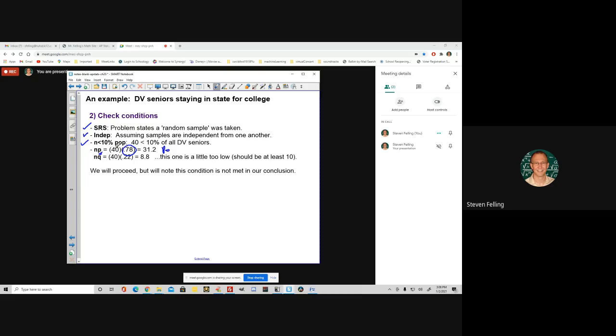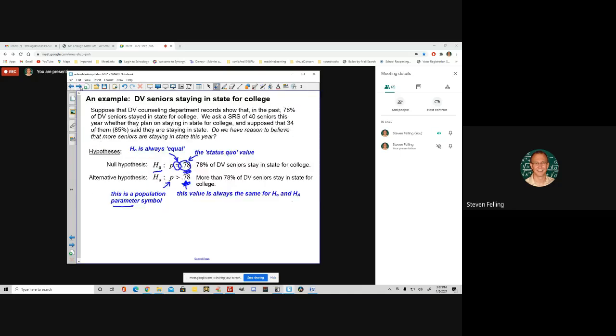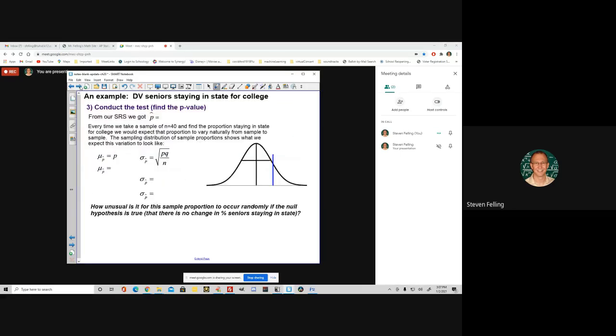So 78% of 40 is 31.2, and the other 22% of 40 is only 8.8. This one's actually a little bit too low. It's supposed to be at least 10. So technically we don't meet this criteria, and that means that our shape might be slightly different from a normal shape. We're not going to let that stop us, but we're going to note that we don't quite meet conditions, and I'll show you how to handle that at the end. We don't allow not meeting conditions to stop us from doing the problem. So first we write hypotheses, then we check conditions, and then we conduct the test.